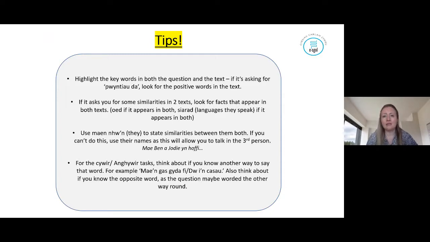Okay, and another thing they may say is instead of, for example, mae Ellie'n hoffi pêl-fasged, Ellie likes basketball, well they may say Ellie doesn't dislike basketball. Do you know what I mean? So they may put the positive to the negative. So they can word things the other way around there.